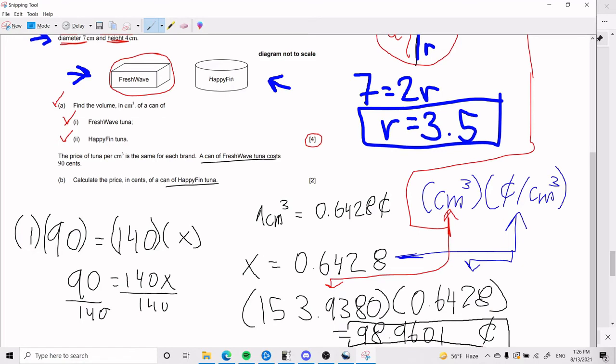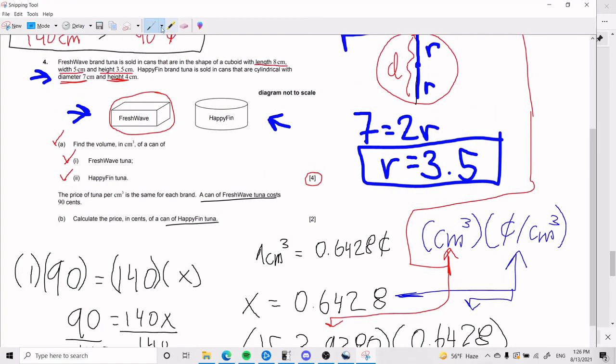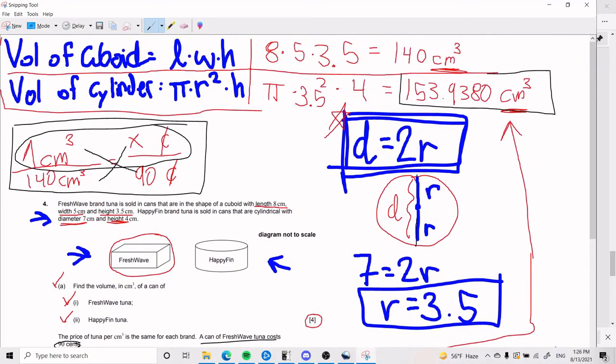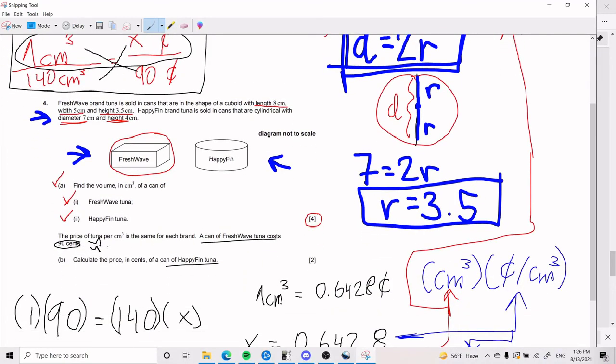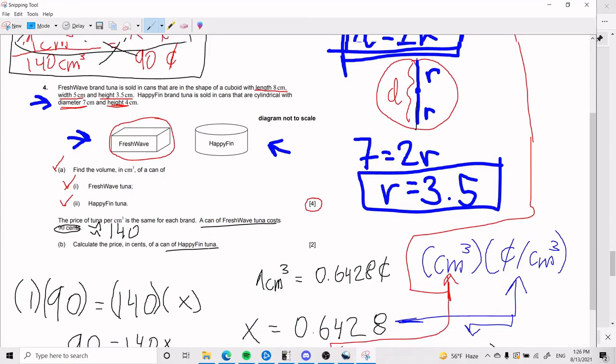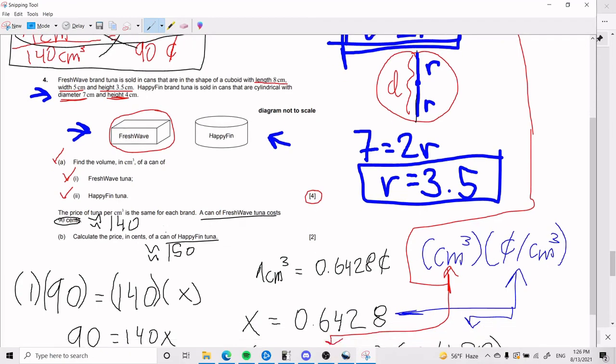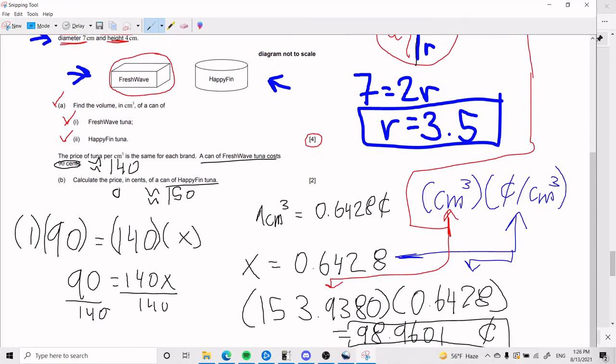And just a way to double check your answer, if the can of the fresh wave tuna costs 90 cents and it's about 140 centimeters cubed, if the other one is about 150, it should be a little bit over 90 cents. And effectively, it is. It is just about 8 cents more. Okay? And so that is how you solve this problem.